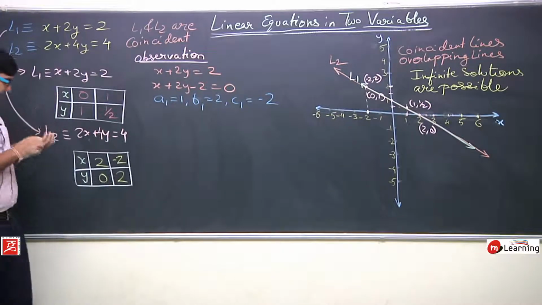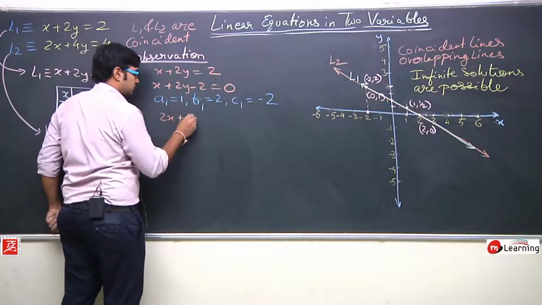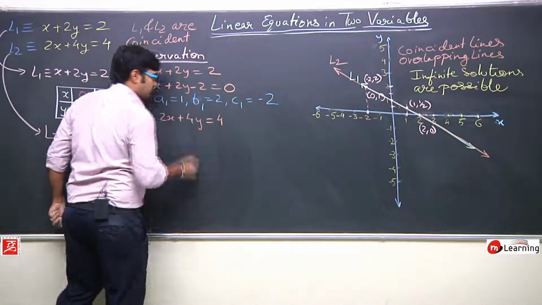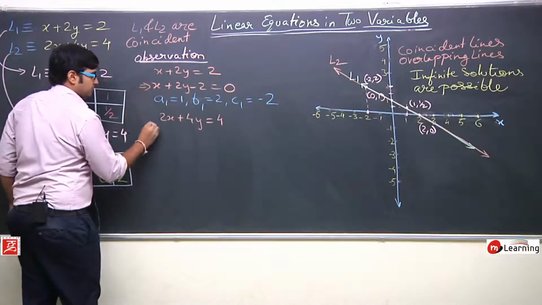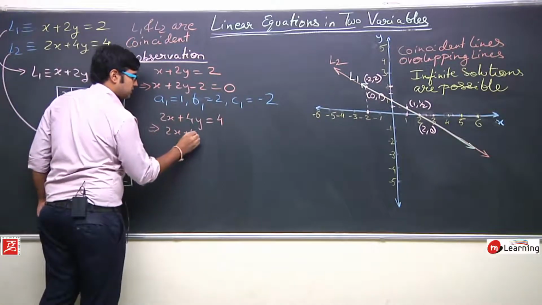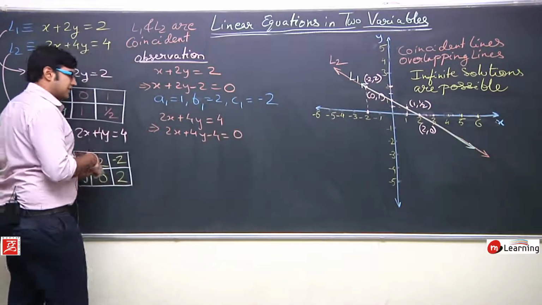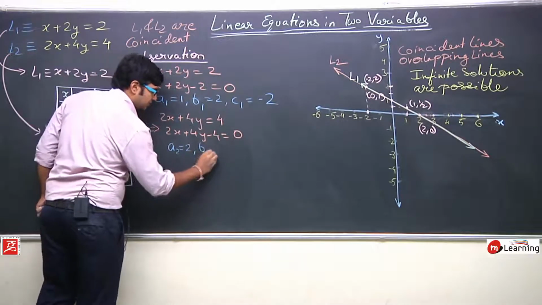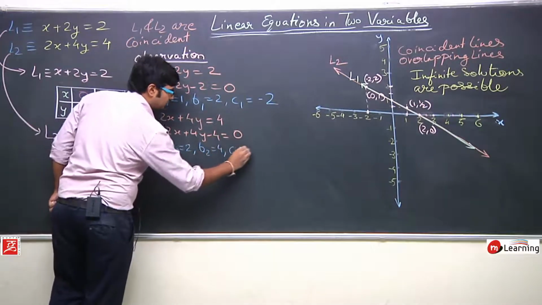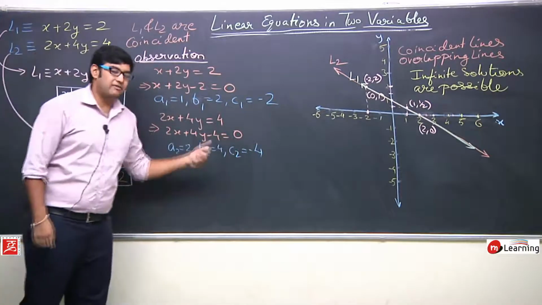Similarly, second equation is 2x plus 4y is equal to 4. So 2x plus 4y को हम ऐसा लिख सकते हैं 2x plus 4y minus 4 is equal to 0. So from this equation you will get a2 is equal to 2, b2 is equal to 4 and c2 is equal to minus 4. So a2, b2 और c2 का value आ गया.